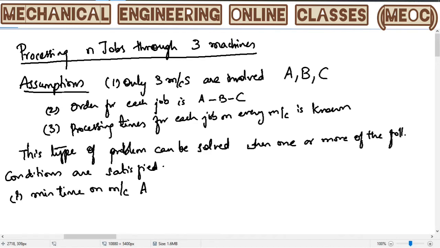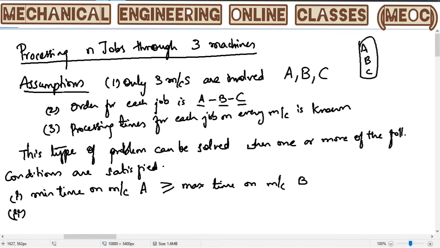So if the processing order is that every job first goes on to machine A, then to machine B, and after processing is completed on machine B, it goes to machine C, the processing order for every job being the same, then the conditions are: the minimum processing time on machine A should be greater than or equal to the maximum processing time on machine B. Here A is the first machine the job goes to, and B is the second machine.